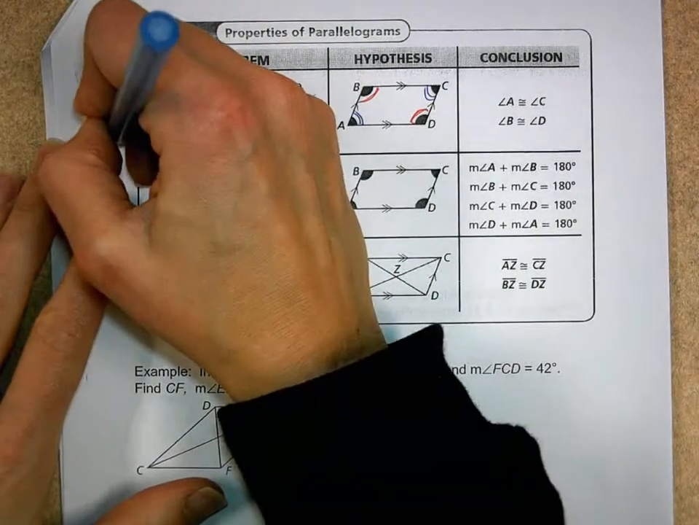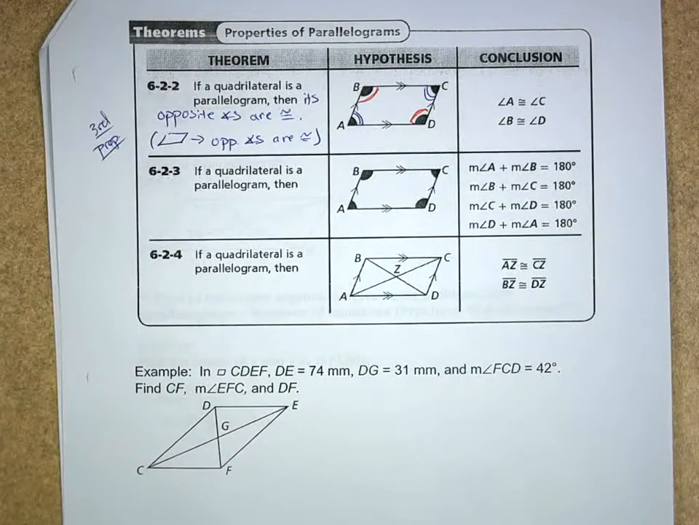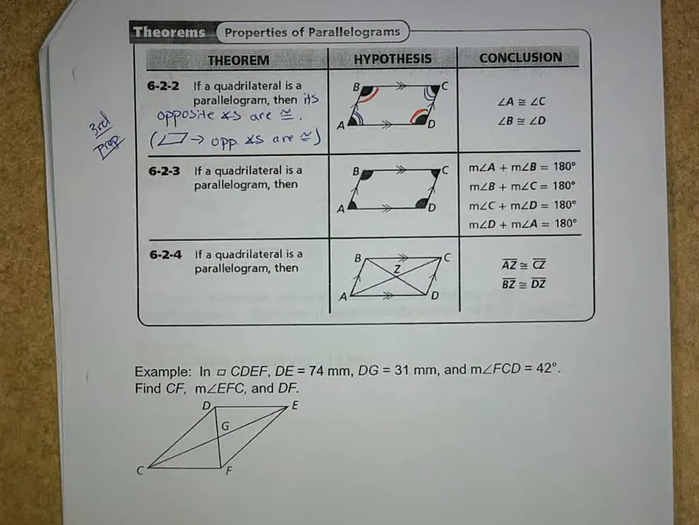So let's do a quick review again. First property, opposite pairs of sides are parallel. Second property, opposite pairs of sides are congruent. Third property, opposite pairs of angles are congruent. Let's do our fourth property. And this one's because of parallel lines.